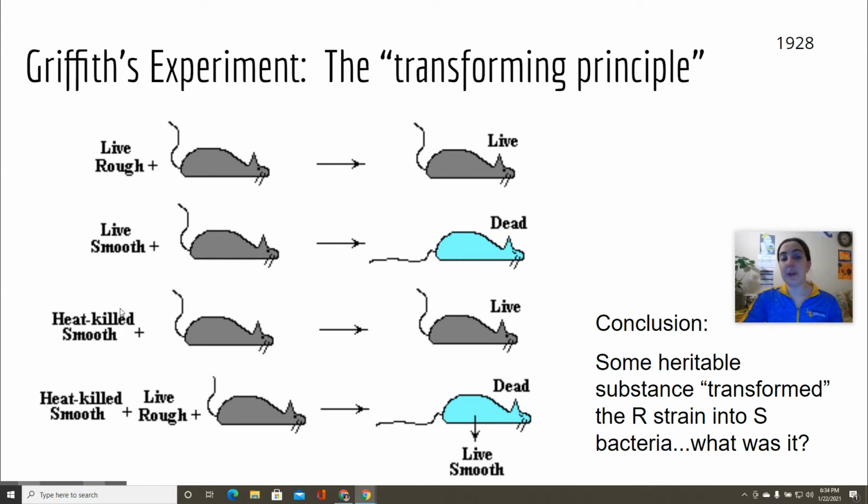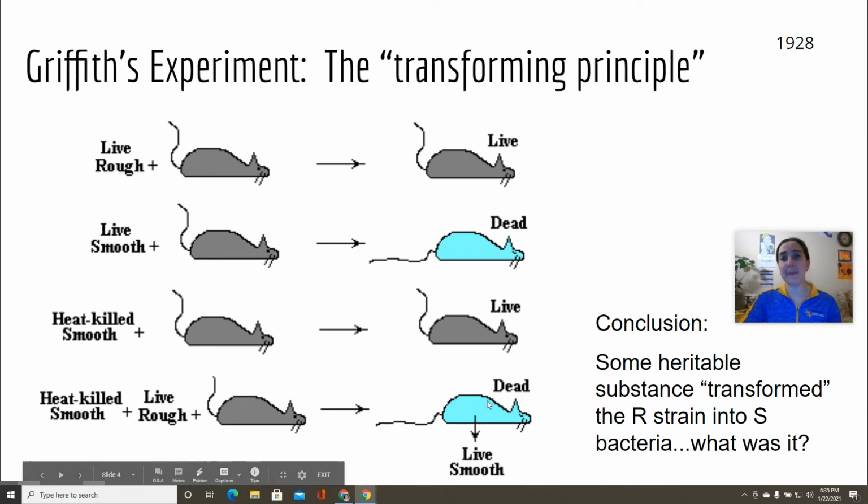So he did a couple experiments with this. He took some of that smooth strain of bacteria and heated it up to kill the bacteria. Then he injected the dead bacteria into the mouse to see if it would still cause problems, but it didn't. The mouse lived. It was fine. So the heat-killed smooth strain was safe. The rough strain was safe. So then he combined the two together. Individually, the heat-killed smooth and the live rough strains both left the mouse alive, but when he combined them, the mouse died.